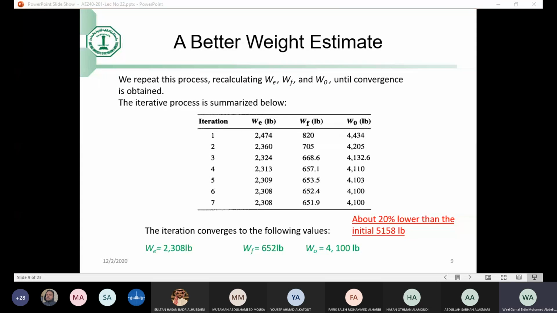Any other questions? Okay. So this is the end of step number 5. We have finalized the weights. Initially, based on the range, we said we need an aircraft that weighs 5,150. Now we found out after we satisfied all the requirements, put the engine, calculated estimated weights, that we only need 4,100.